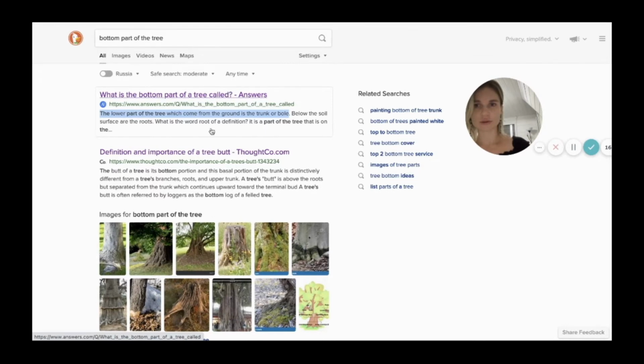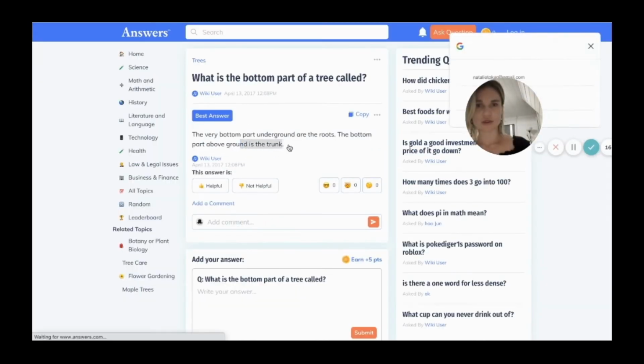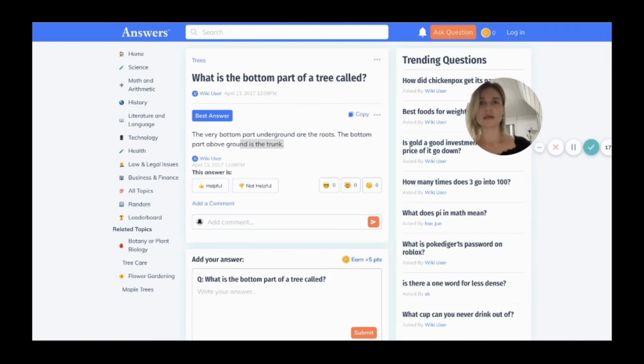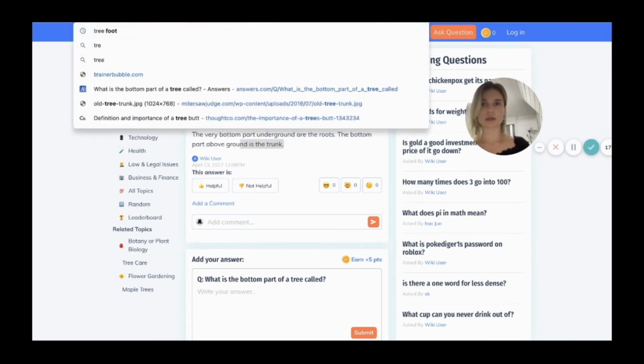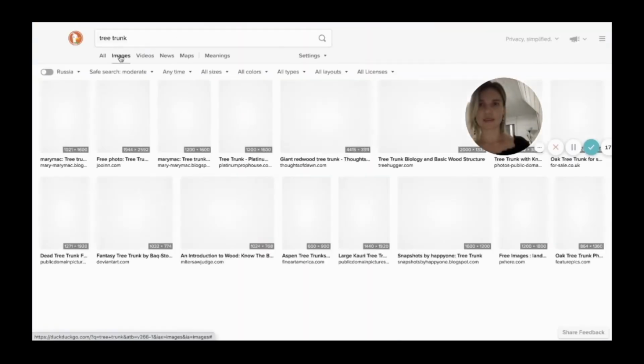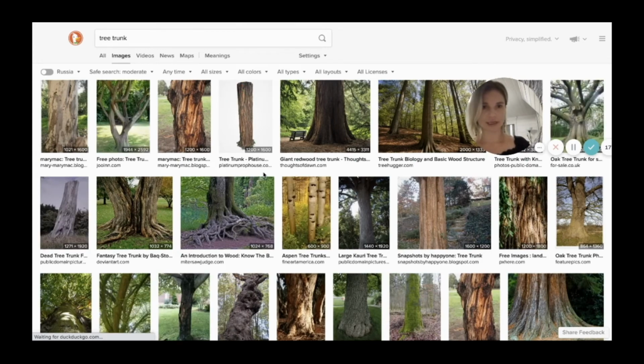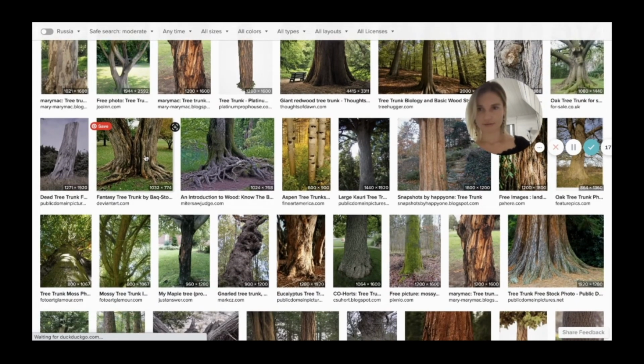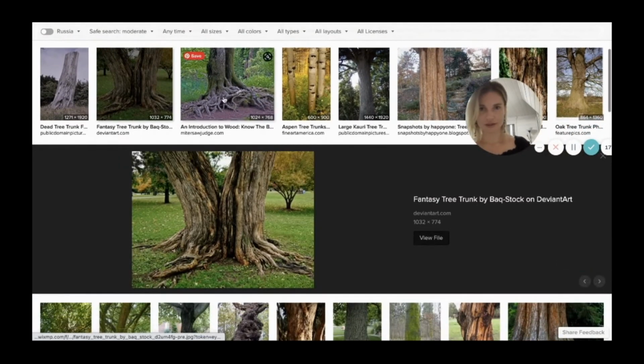Actually, let's look at this. Is it the trunk? I just want to make sure because this is answers.com. I'm not sure what people recommend here. So I'm going to Google "tree trunk" and check myself. What does it actually look like? Yes, found it. This is a tree trunk. This is what it looks like.